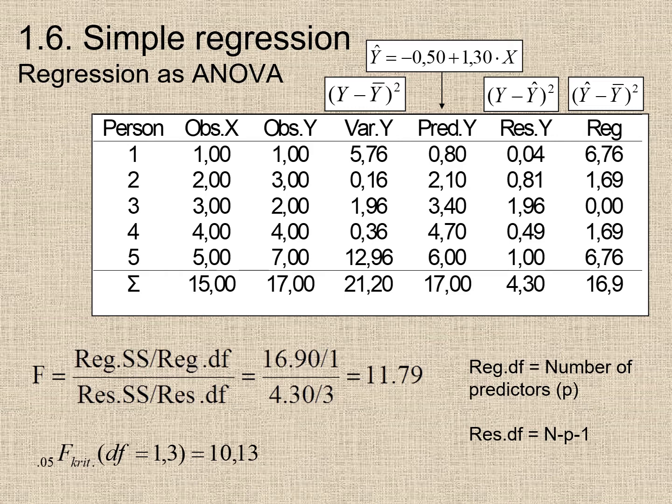If we take our regression sum of squares here, 16.9, and divide it by total sum of squares, 21.2, we get a percentage. How big a portion of the variance in the dependent variable can be explained by our regression model? Amount of explained variance. That's what we get. It's a percentage.